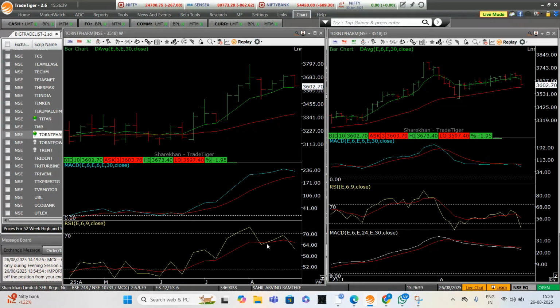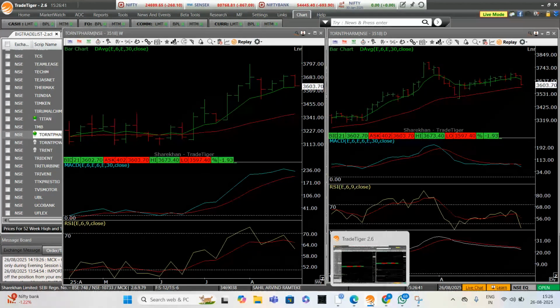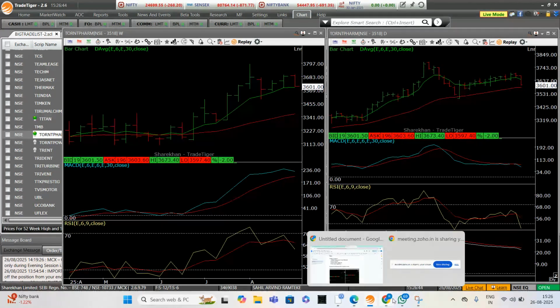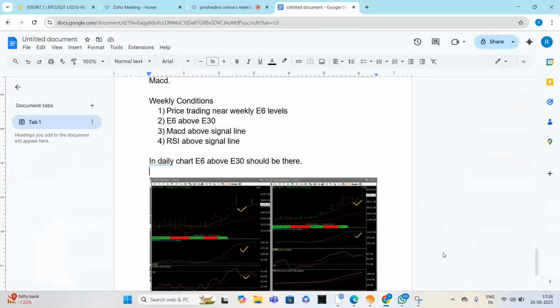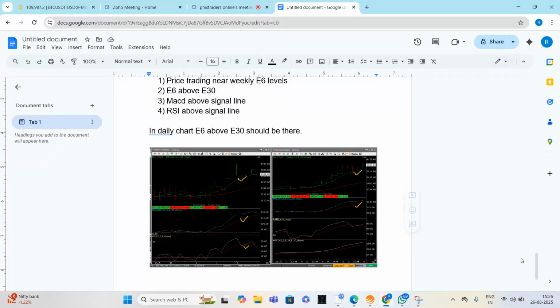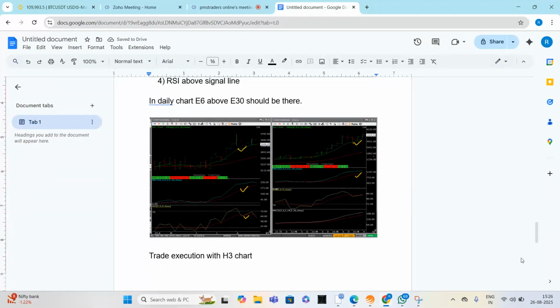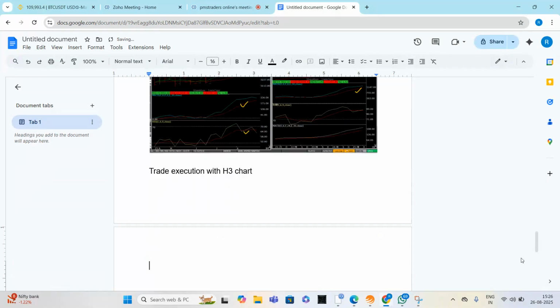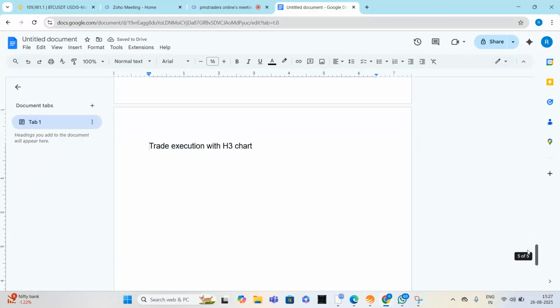Now we'll go and see trade execution, how we are supposed to execute the trade. We will be executing the trade along with the H3 chart. H3, that is a 3-hour chart. I'm writing the steps, what we're supposed to see.